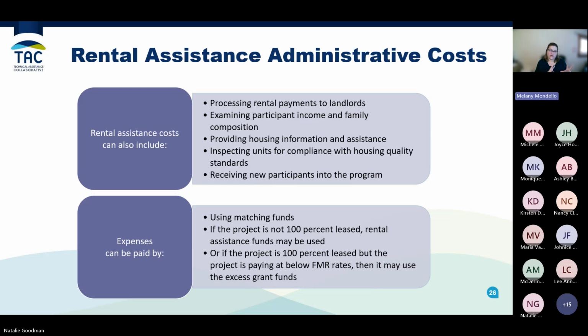If you have enough money to cover rent, you can use any surplus funds aside from what you're paying for rent and utilities to cover staff time to do these things. You can process rental payments to landlords, be the project manager looking at that rent roll before it's submitted to finance, examining income and family composition. Under the CoC program, you have to do recertifications. So if someone comes to you with an income change, you're having to recalculate things. Also providing housing information and assistance, inspecting units for compliance, and then receiving new participants into the program.